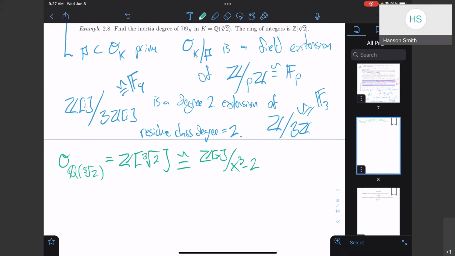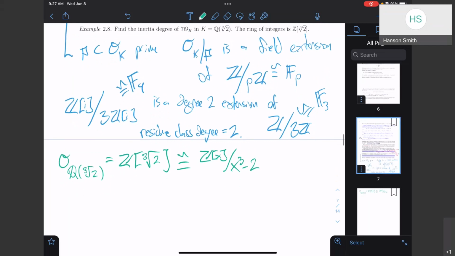Okay. So I take that and I mod that out by 7. I'll just put brackets because I don't want to rewrite that, but 7 as an ideal in this ring of integers, not as an ideal in Z. And I see what I get. One thing I'm definitely going to get is 7 is now 0, so I'm going to get Z mod 7Z.